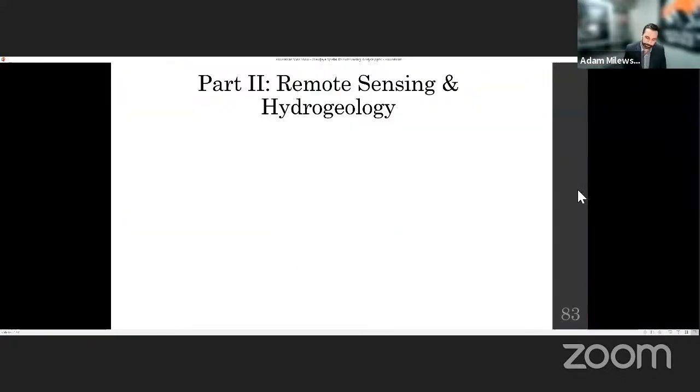So, yesterday we really talked about how remote sensing and geospatial information can be used in hydrology, with some specifics to groundwater. Today, I want to go a little bit more in depth about remote sensing in hydrogeology, or remote sensing in groundwater. So that's what I'm going to cover.